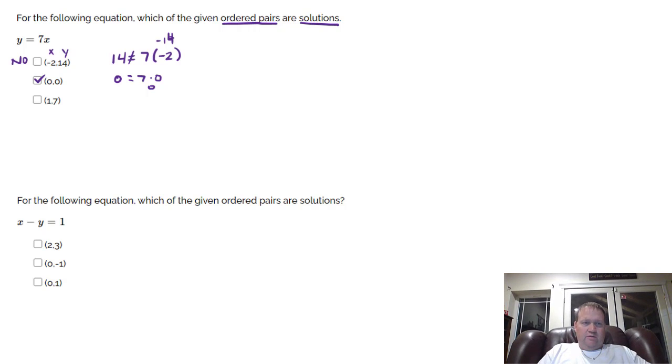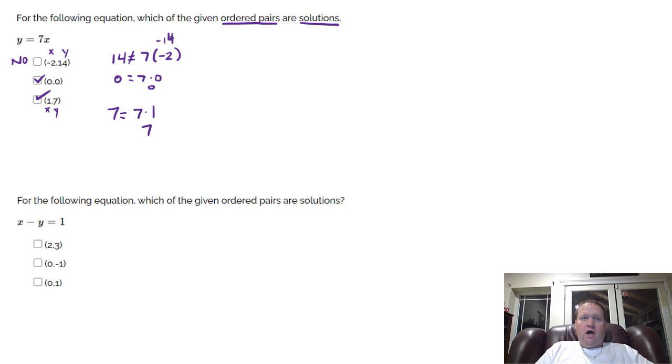And let's try this one. When y is 7, x is 1. So let's try it. Y equals, so 7 equals 7 times x, which is 7 times 1. And that's true also because 7 times 1 is 7. So those two bottom choices are ordered pairs that are solutions.